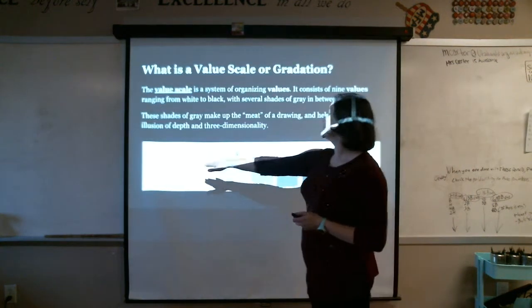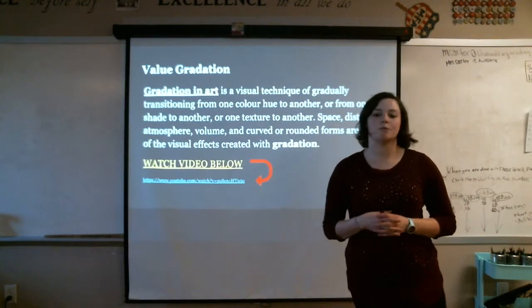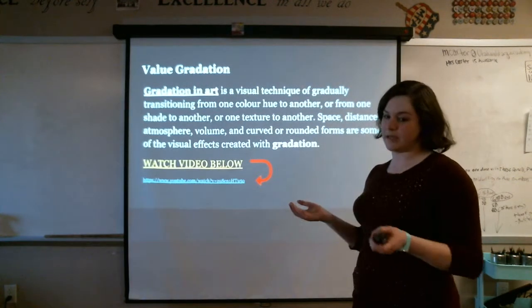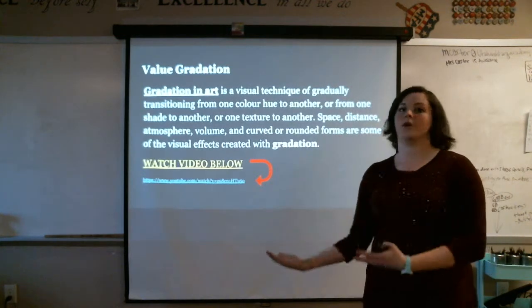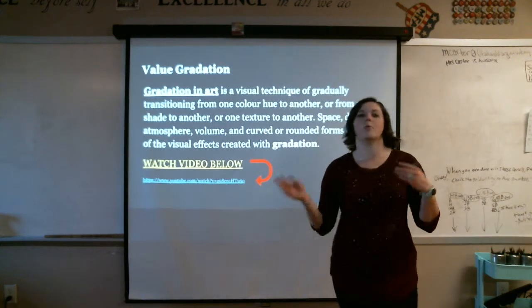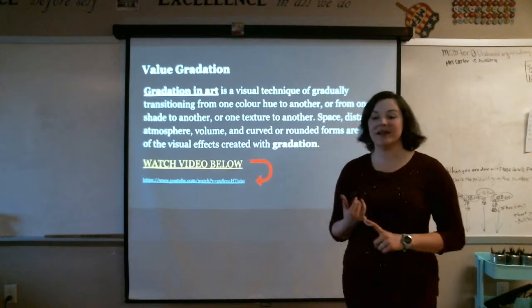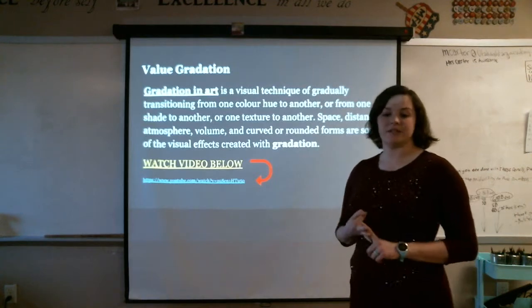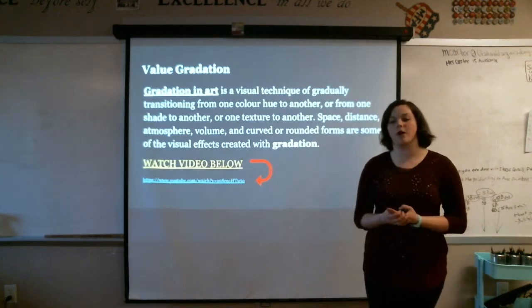So for a value gradation, let's revert. This is a value scale, and a gradation is slightly different. Gradation in art is a visual technique of gradually transitioning from one color hue to another, or from one shade to another, from one texture to another, and so on. This allows you to create space, distance, atmosphere, volume, and curving or rounding forms of objects.